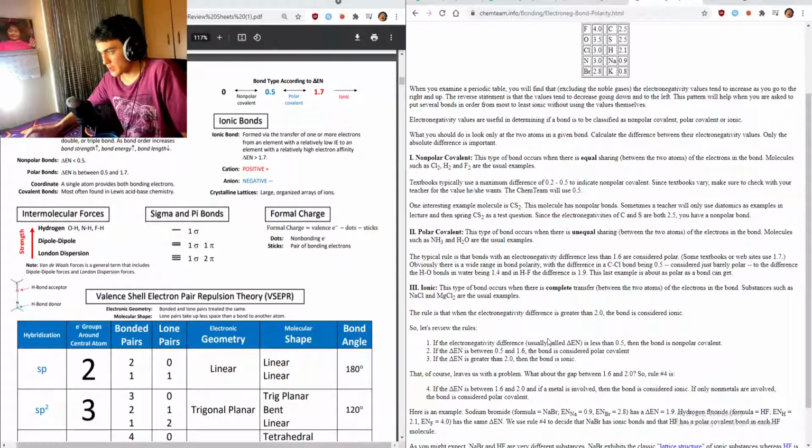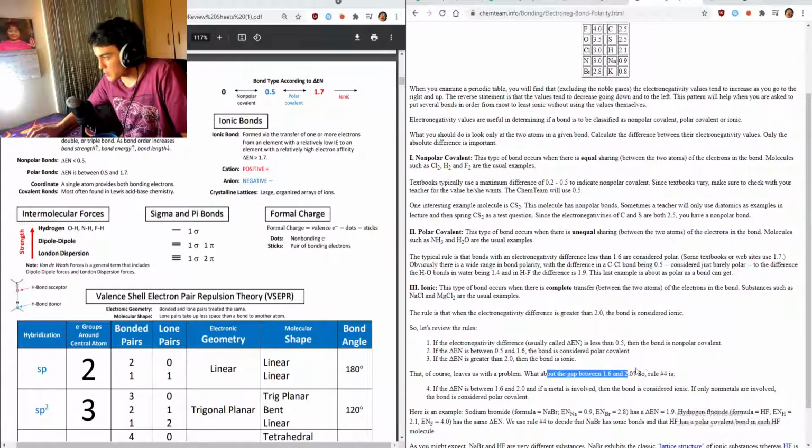If the electronegativity difference, usually called EN, is less than 0.5, then the bond is non-polar covalent. If it is between 0.5 and 1.6, so less than, not included, the bond is considered polar. But if it's greater than 2, then the bond is ionic. What happens if it's in between that? I guess it would still be polar covalent.